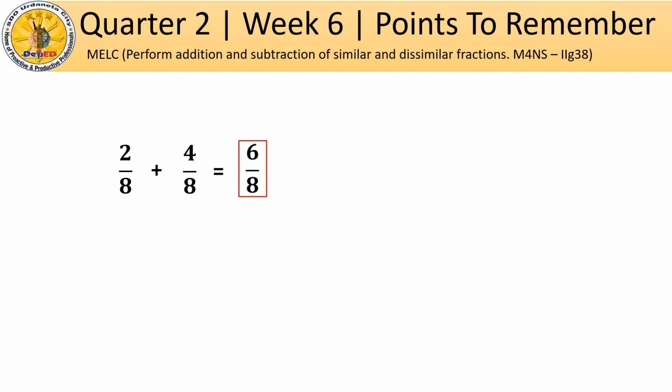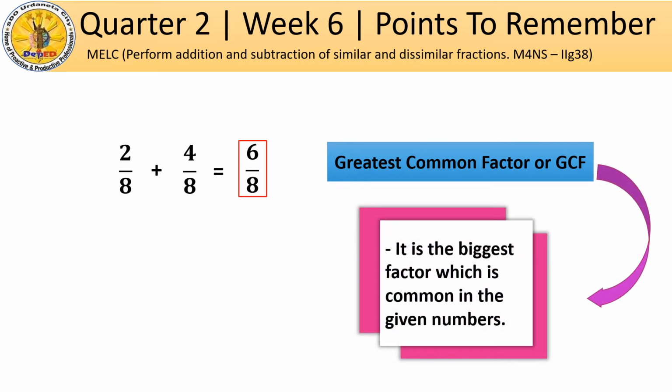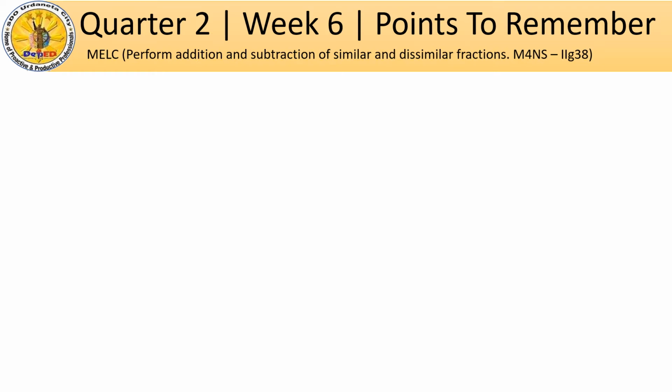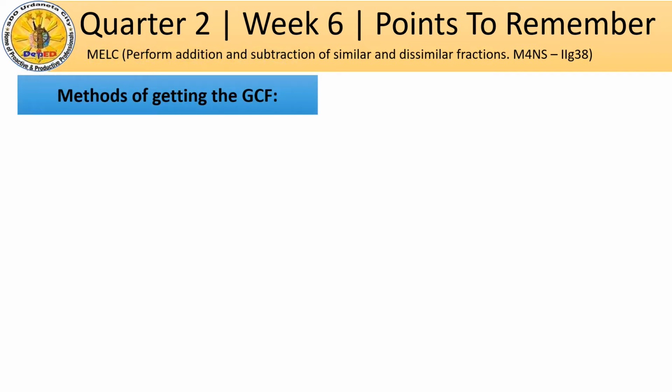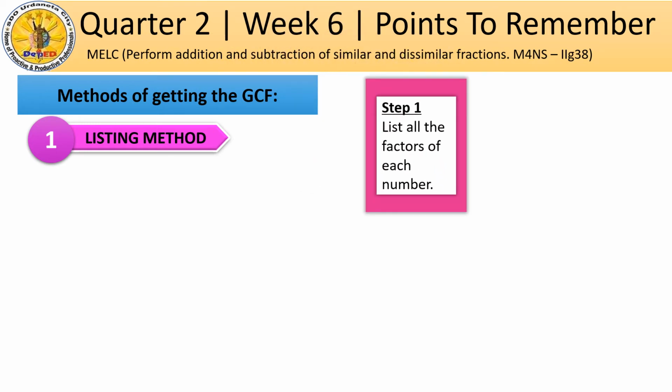Ang una nating gagawin ay hanapin ang greatest common factor or GCF. Greatest common factor, it is the biggest factor which is common in the given numbers. There are many methods in getting the greatest common factor. The first one is the listing method. We have step 1. List all the factors of each number. So what is factors? These are the numbers that are multiplied together to get the product.